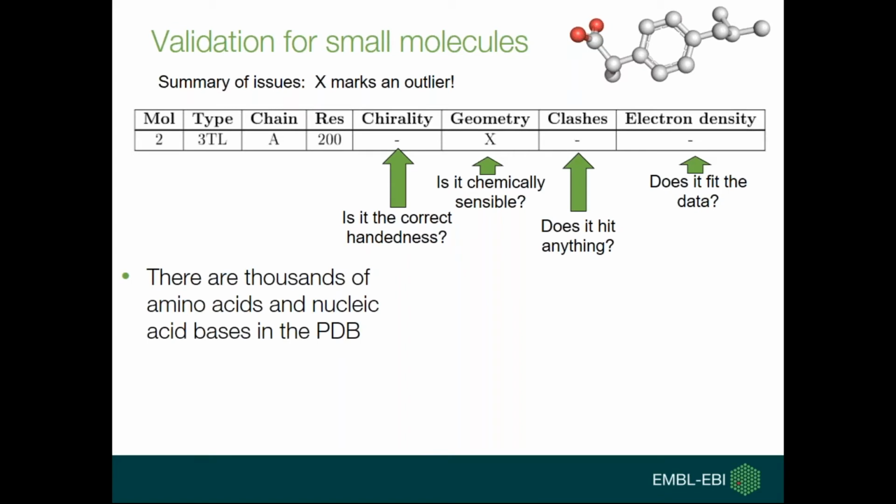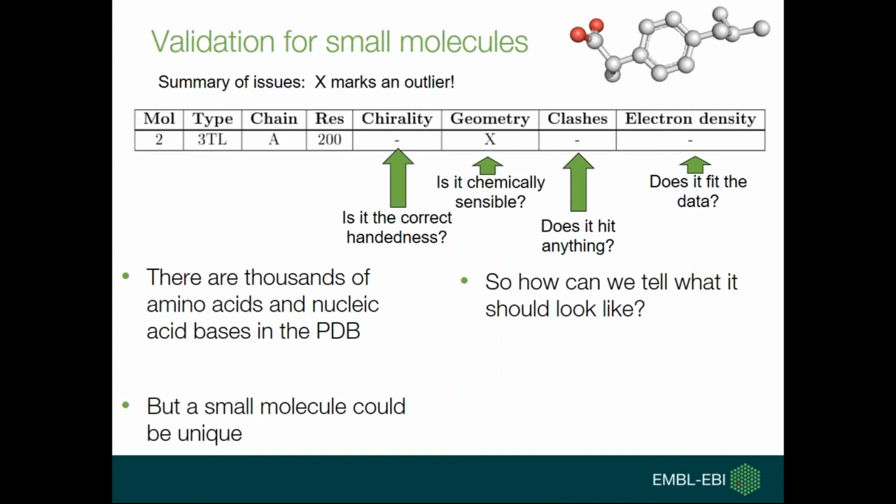There are thousands of amino acids and nucleic acids in the PDB. They're well characterized. We know all there is to know about an arginine geometrically. We know all there is to know about an adenine. But your small molecule could be unique. It could be the only instance of it in the PDB. So how do we tell what that should look like?